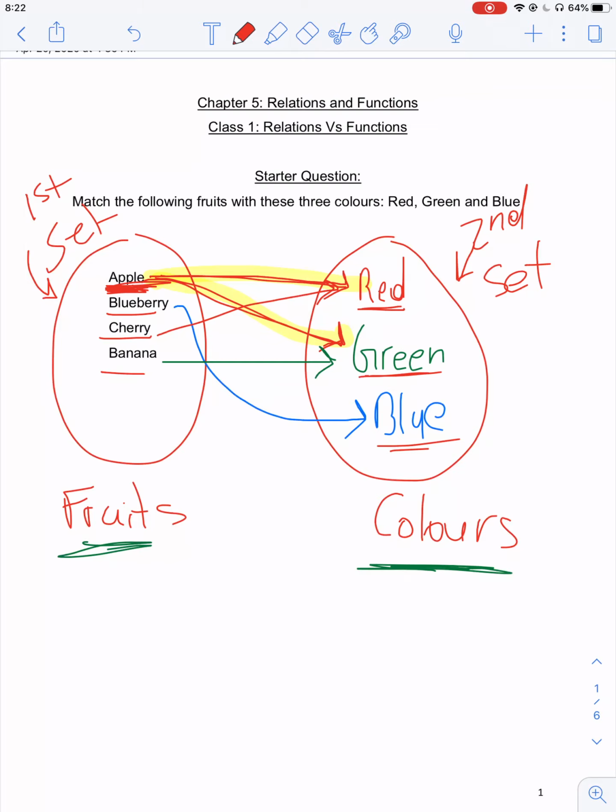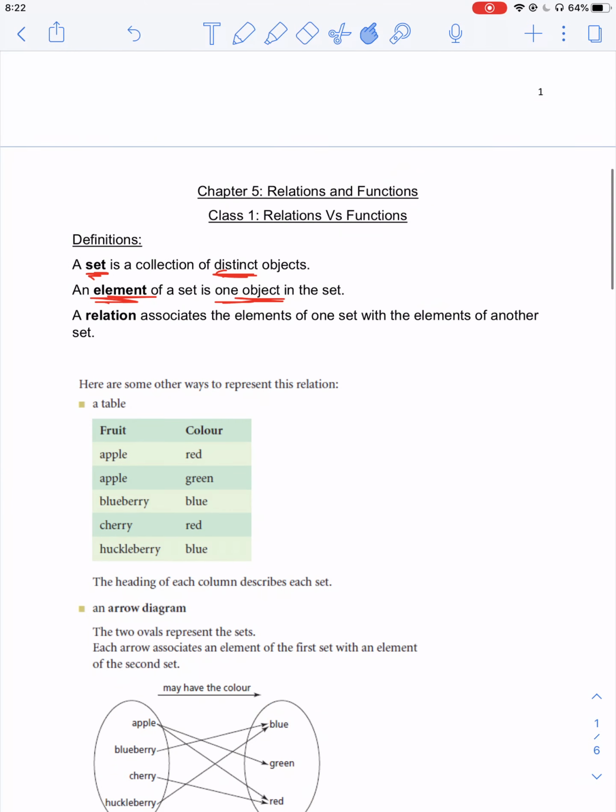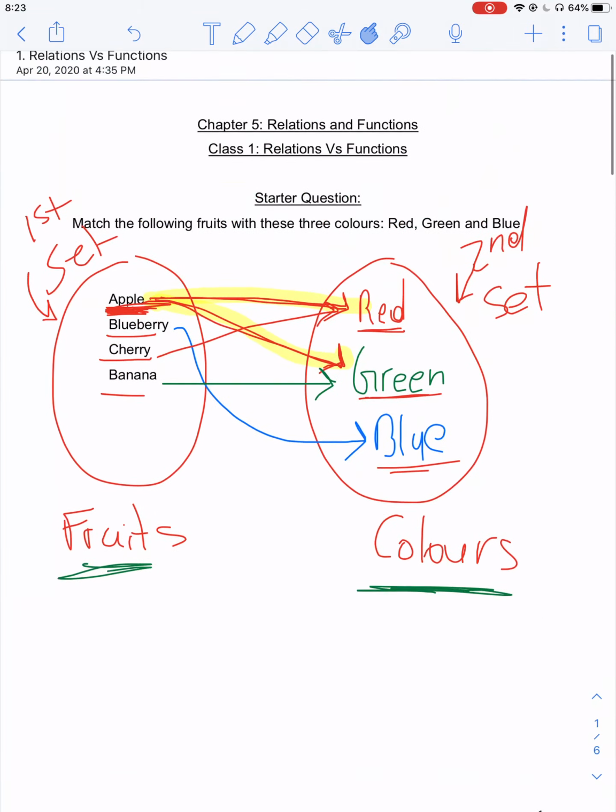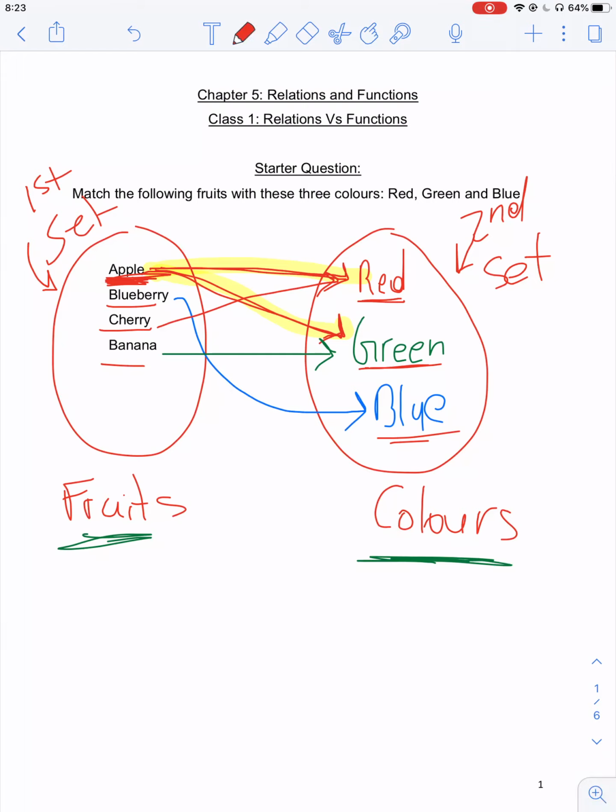And one more, the fancy one, relation. A relation associates elements of one set with elements of another set. So this is your relation. We have fruits, and they are associated using an arrow to the color that matches their description.